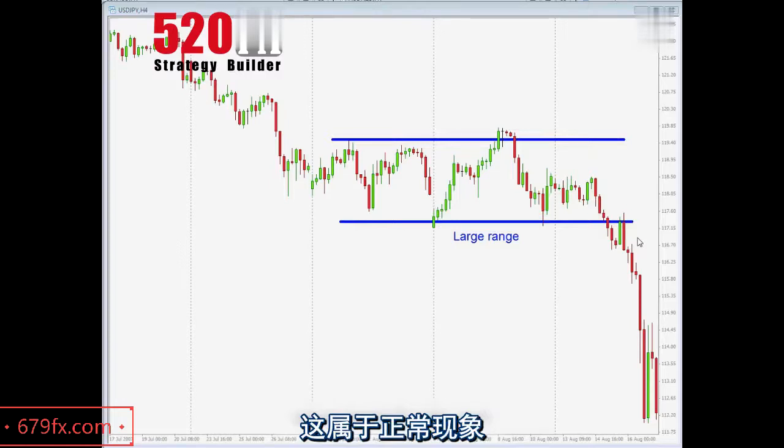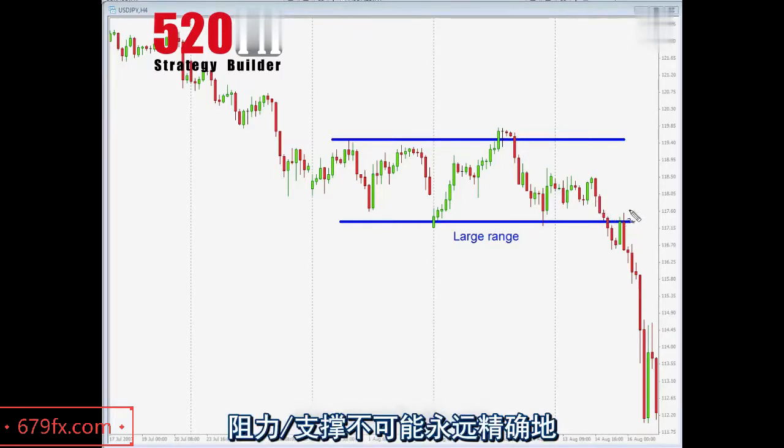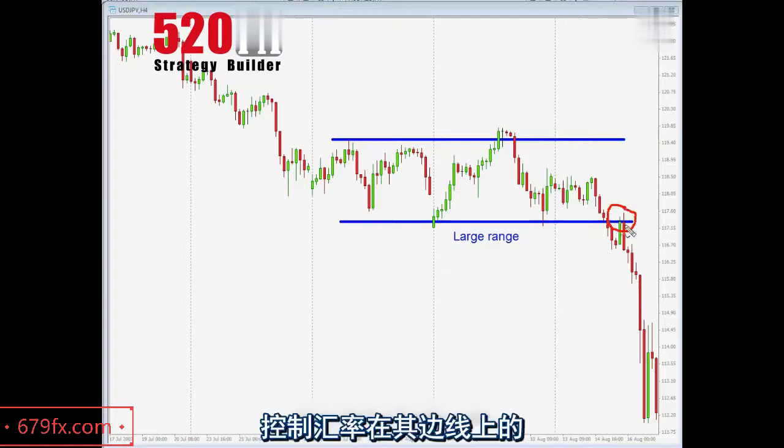It's normal, all right? That doesn't mean that the breakout is about to fail, or that it's a weak breakout. No worries about that. Markets are not perfect. Like I said, it's impossible to expect levels of support and resistance to hold price right to the peak, all right?